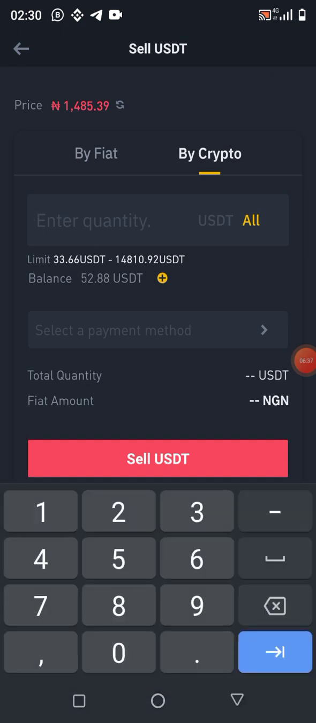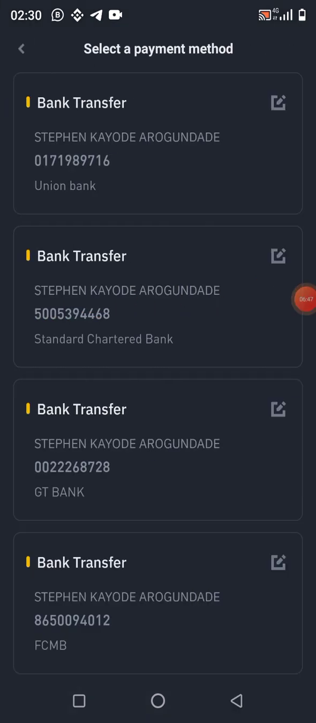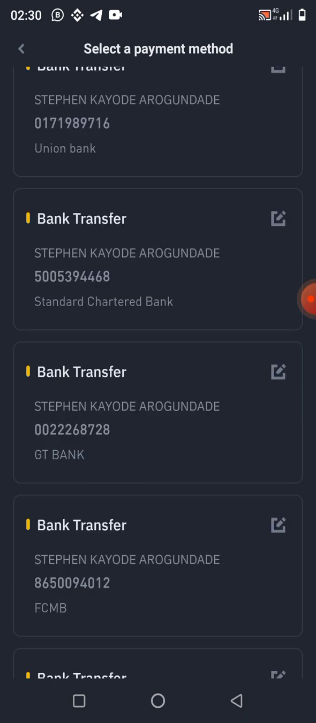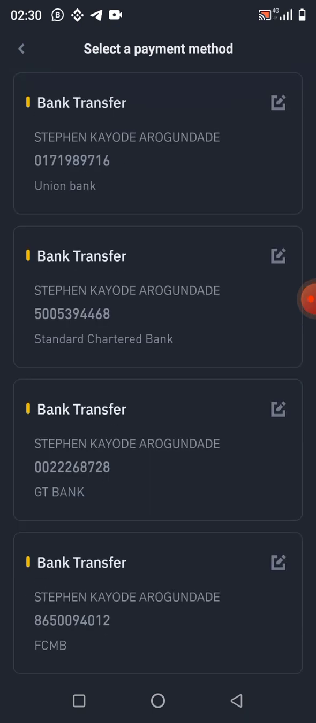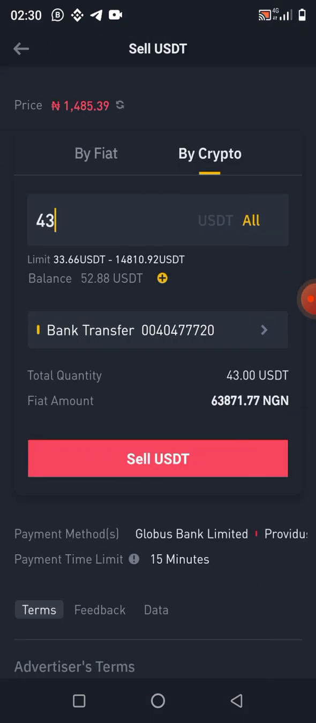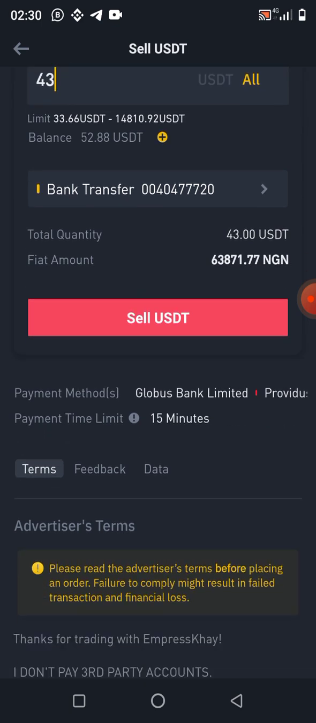Okay, so I want to sell around 43 USDT. You can see 43 USD is giving me around 63,000. This is huge, right? I'm in profit, so I'll use my Stanbic. Where's my Stanbic bank? Okay, so let's read his terms.